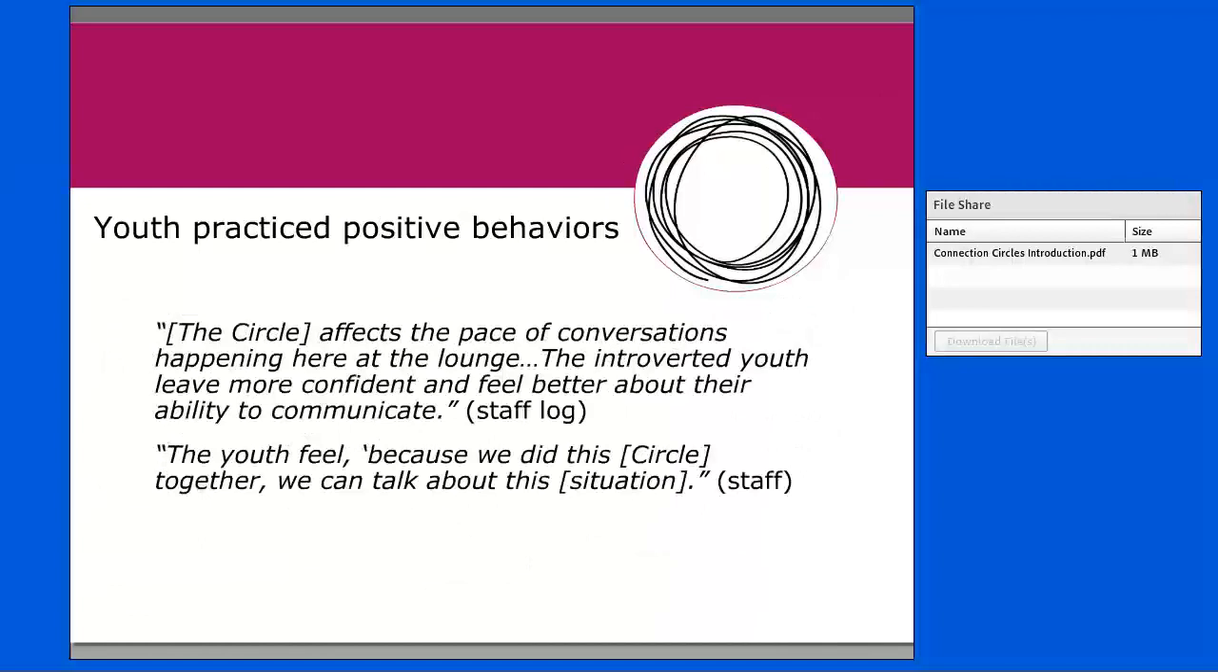In addition, other examples of youth practicing positive behaviors, staff noted, the circle affects the pace of conversations happening here at the lounge. The introverted youth leave more confident and feel better about their ability to communicate. Staff also noticed that the youth tend to feel that because we did this circle together, we can talk about this situation that's come up.